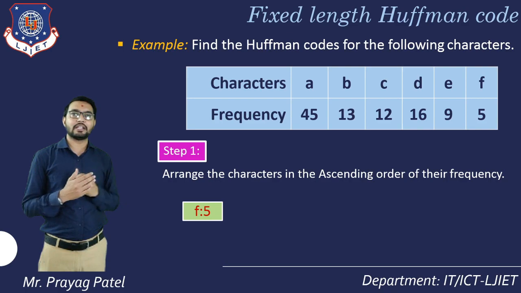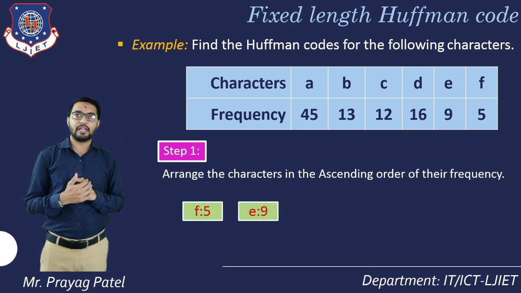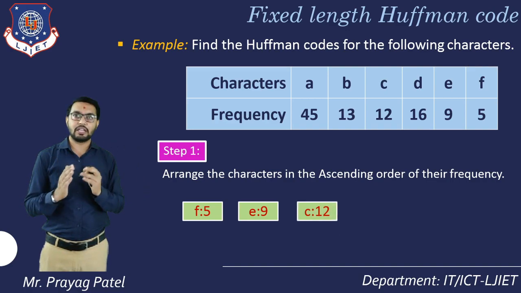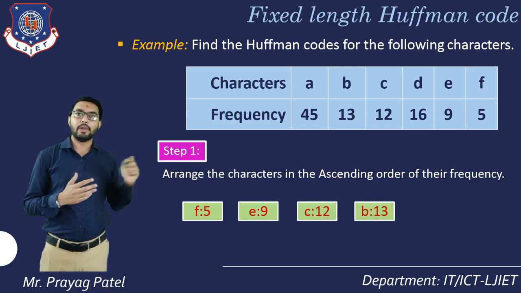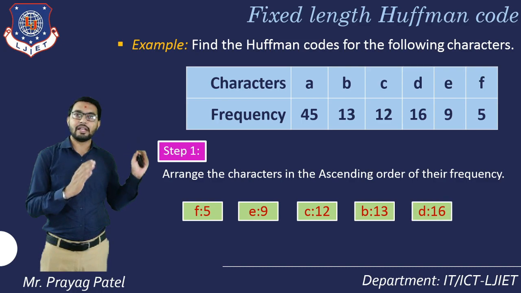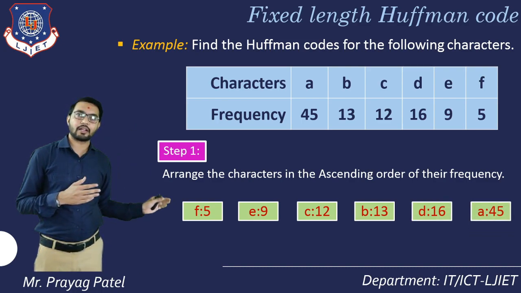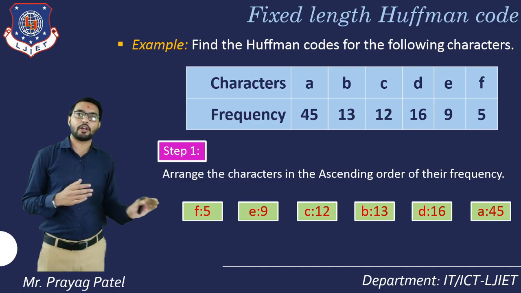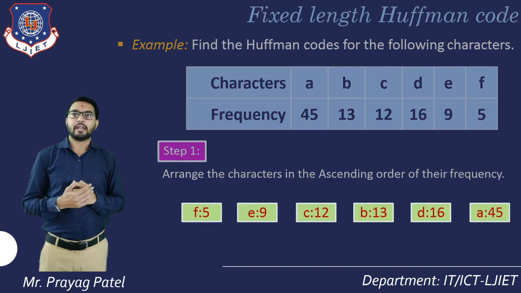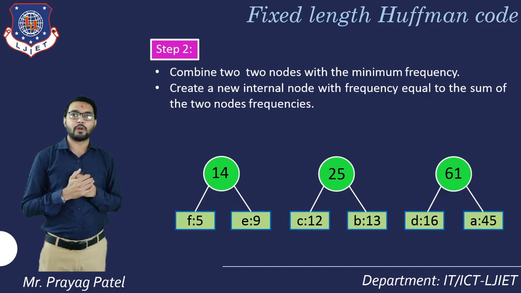So here consider initially F equal to 5 as first. Second one consider E9. Third consider C12. Fourth B13. Then D16 and last consider A45. So this order is considered ascending order of frequency. Now consider the next step, step number 2.